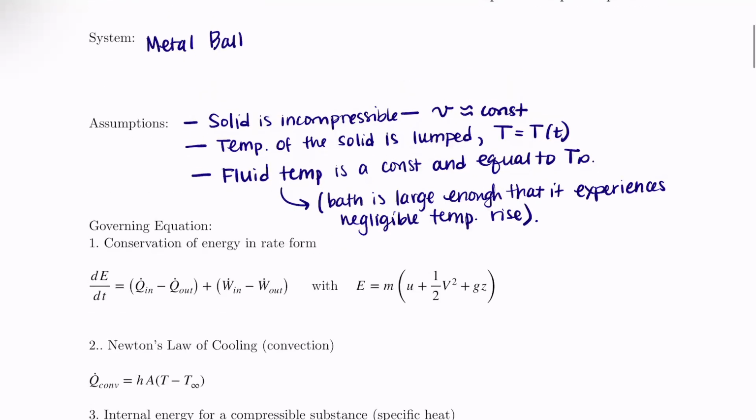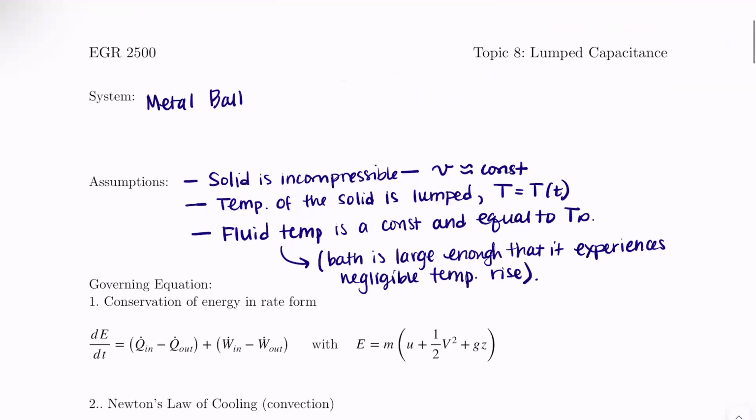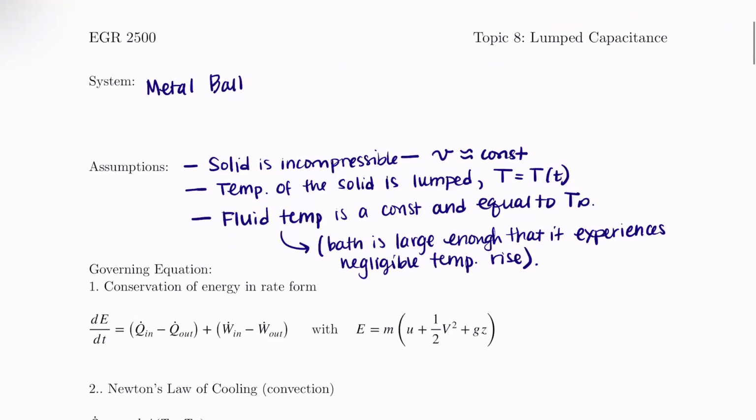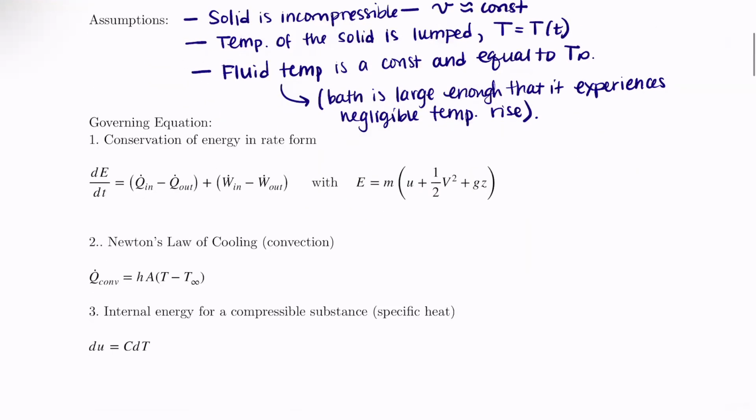Okay, so our system is the metal ball. We've made these assumptions, and now we're going to look at our governing equation. We're going to look at conservation of energy for a closed system in rate form. We're choosing rate form because we need this d/dt term because it's an unsteady process.